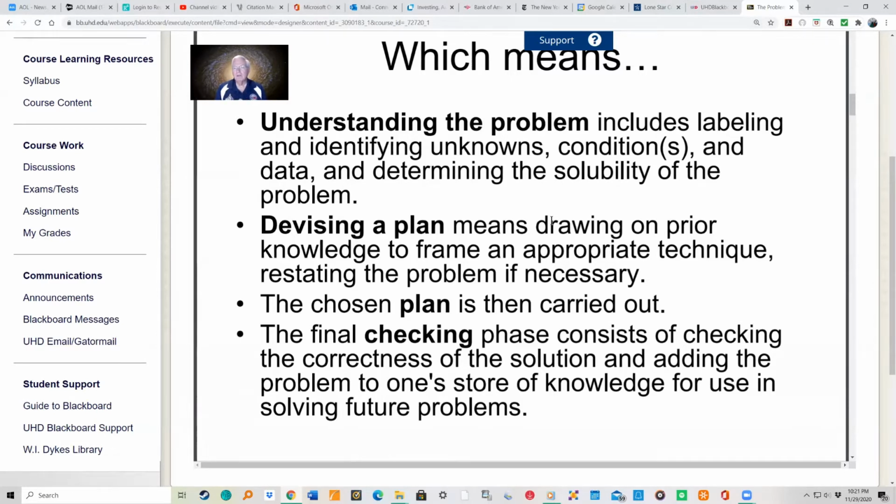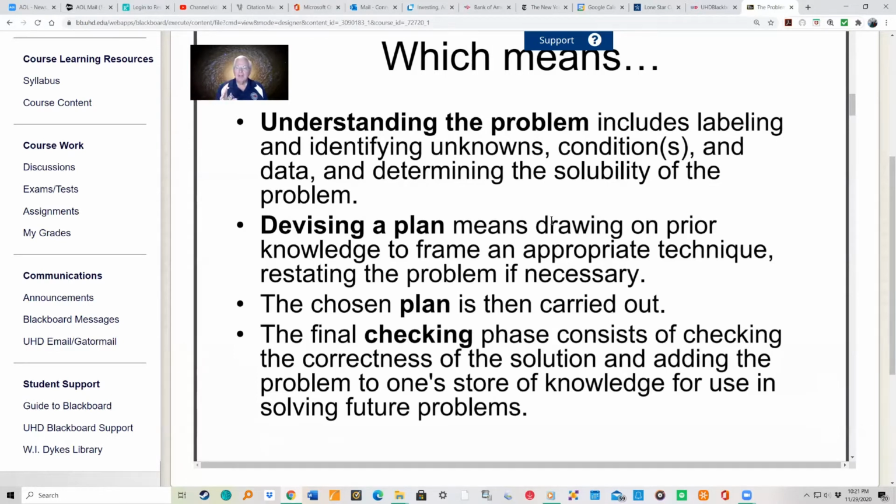Is it soluble? For example, if you have a problem that requires you to divide by 0, that's not soluble because division by 0 is not something that we're allowed to do. And then when we talk about devising a plan in Polya, this is really fairly elaborate. You have to draw upon your prior knowledge.